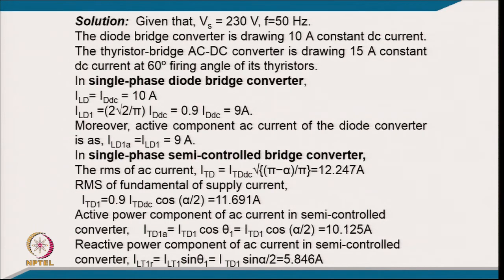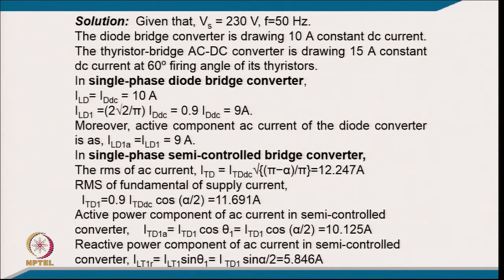So, in the single phase diode rectifier, I_LD equals I_DC, that is 10 ampere, and I_LD1, that is 2 root 2 upon pi, the fundamental of a square wave, comes to 9 ampere. Moreover, the active component of the AC mains diode current is typically the same as 9 ampere.